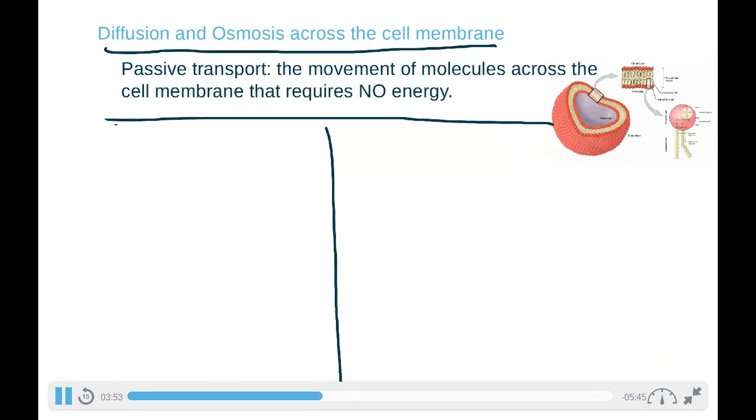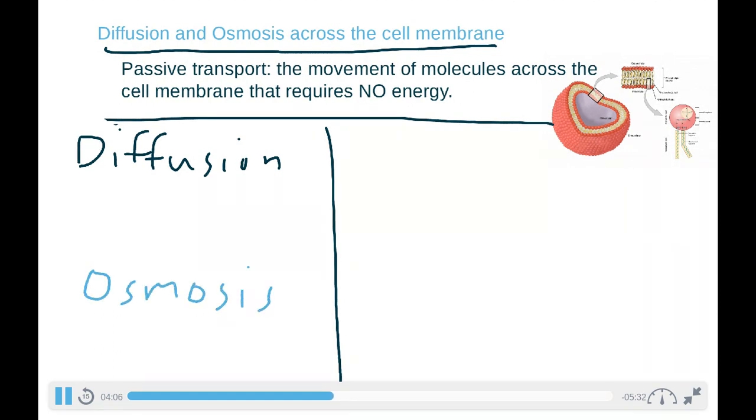Now I'm going to have you rewrite the word diffusion one more time, and we're going to do diffusion across the cell membrane. Then you're going to write osmosis right below it, and we're going to do osmosis across the cell membrane.